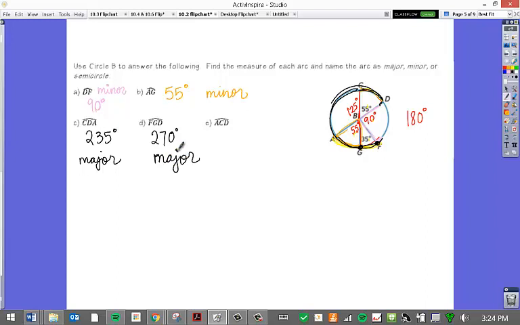And then finally, ACD. From A to C and C to D. So I'm going to do 125 plus 55. The measure of arc ACD is exactly 180, which makes it a semicircle.